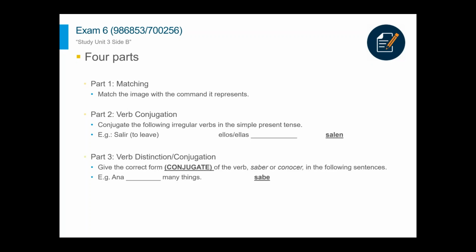Part 3 is pretty similar. Here, though, you're only dealing with 2 different verbs, the verbs to know, which are saber or conocer, and they are used differently depending on context. So if you're using saber, you know something for a fact or something that's definite, versus conocer is more of an acquaintance verb. You know, if you maybe just met a person, asking someone else if they know someone, for example, you use conocer. So in this sentence here, Anna blank many things.